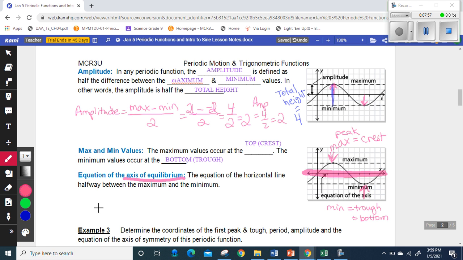Okay, so its equation, my axis is equal to the maximum plus the minimum divided by 2. So in this case, let's see, my maximum is at 2, my minimum is at -2. So in this case, my axis is at 0. So my answer would be y equals 0, because that's the equation of the line down the middle. We're going to move that up and down, so that's going to change. But for this example, it's down the middle.